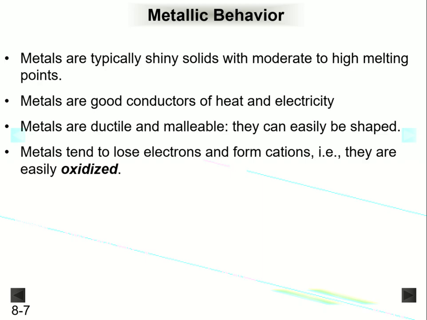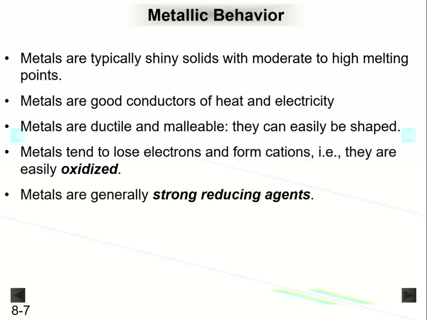Metals tend to lose electrons and form cations. That means they're easily oxidized. Metals are generally strong reducing agents. They give up electrons easily. And we saw that earlier when we looked at oxidation reduction reactions in chapter 4. Metals were good reducing agents. Metals tend to form basic oxides. So metal oxides are bases in water.